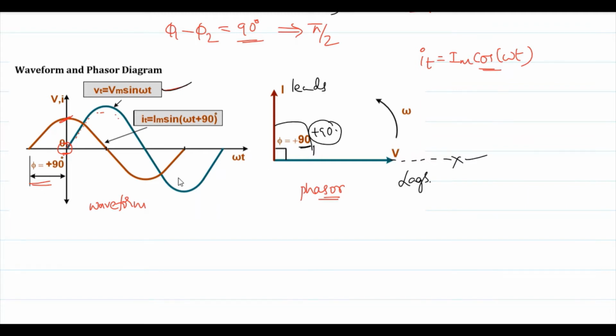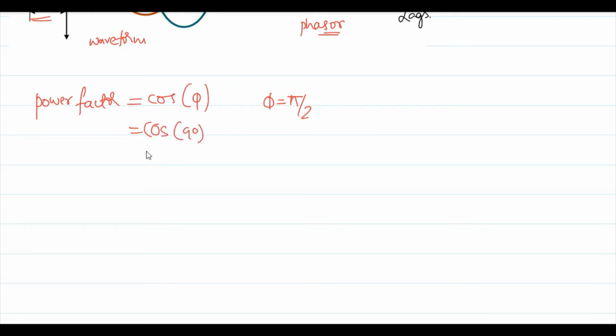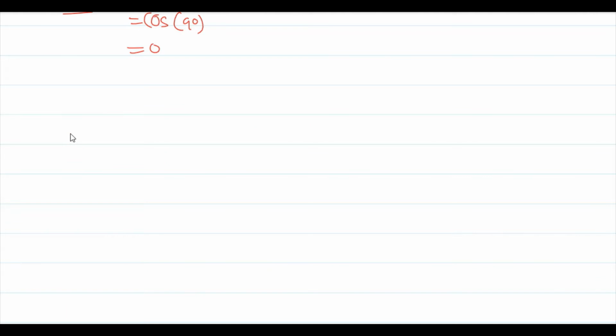Finally, as we have discussed in the previous parts on purely inductive and purely resistive circuits, in this case also the power factor is equal to cos of phi, the phase difference. Here the phase difference is pi by 2. Therefore cos 90, or pi by 2, is equal to 0. So the power factor in this purely capacitive circuit is also 0. So this is all about the purely resistive, purely inductive, and purely capacitive circuits.